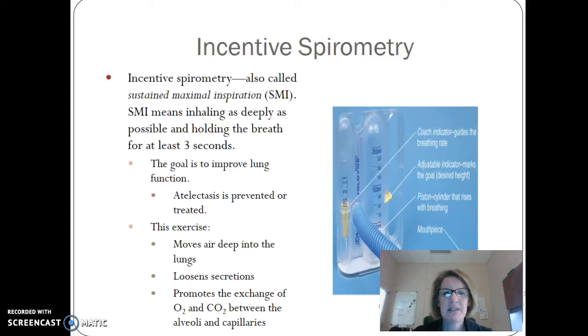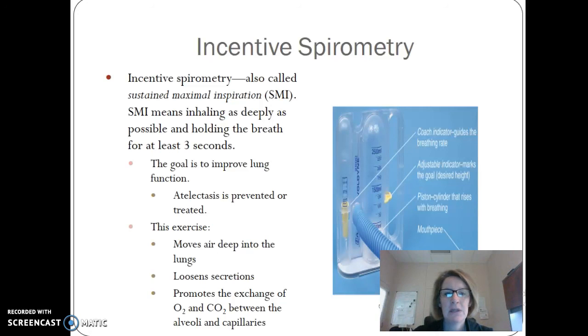An incentive spirometer. Again, I will show you this in the lab, and you guys will all get a chance to use an incentive spirometer if you haven't done so already. But an incentive spirometer improves lung function, and it does that by moving air deep into the lungs, loosens those secretions, and then promotes that exchange.